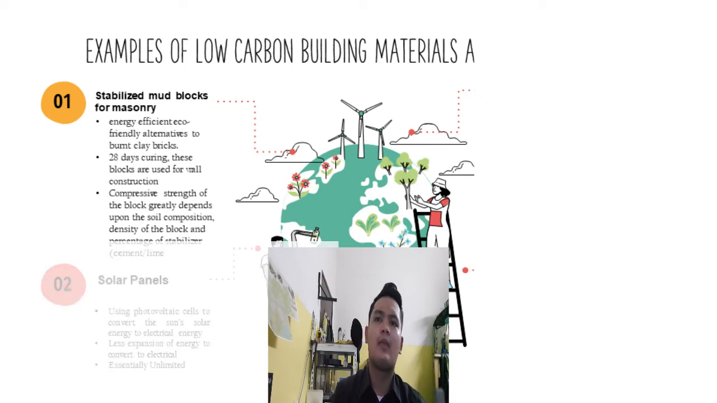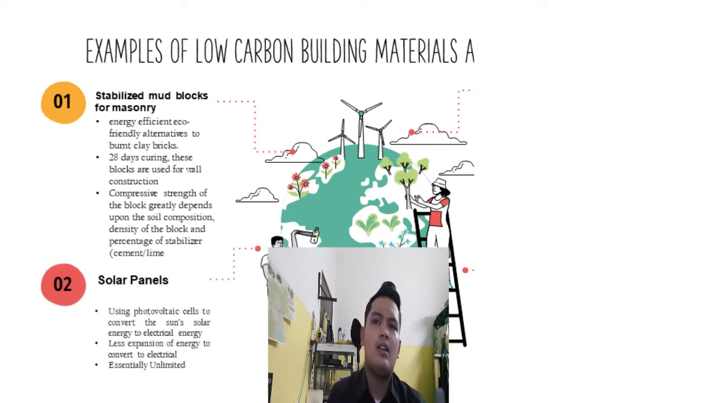The next one is solar panels. By far, this is the most well-known low carbon building technology that most companies use. It uses photovoltaic cells to convert the sun's solar energy to electric energy. It requires less expenditure of energy to convert to electrical, and it is essentially unlimited.